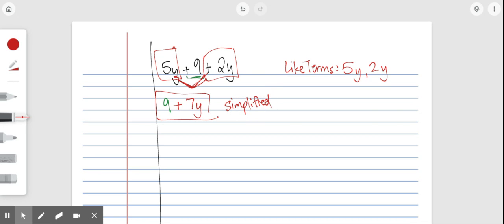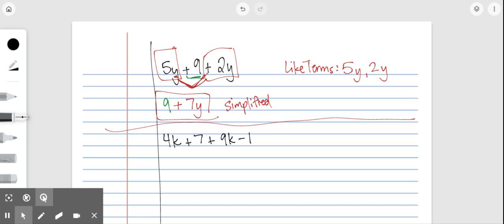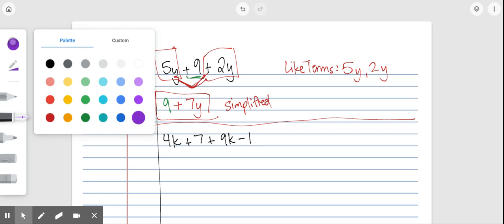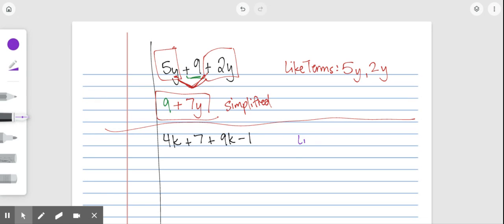Okay, let's do another one that's on par with that trickiness. Now we've got 4k plus 7 plus 9k minus 1. Again, I'm going to illustrate my like terms. I'll start with the very first term, which is a 4k. This one has a k on it. Are there other terms in this that have a k? Yeah, 9k also has a k. So I've got 4k and 9k.